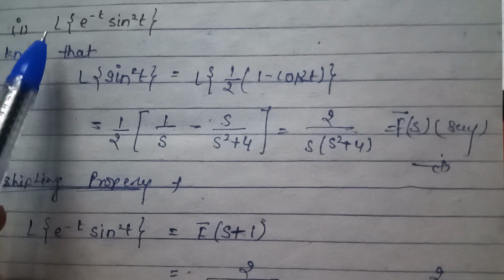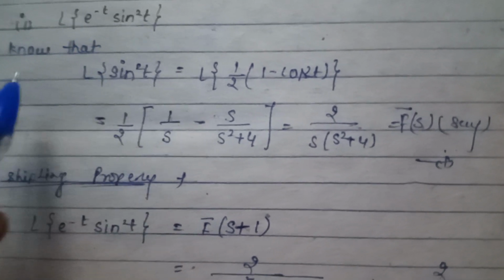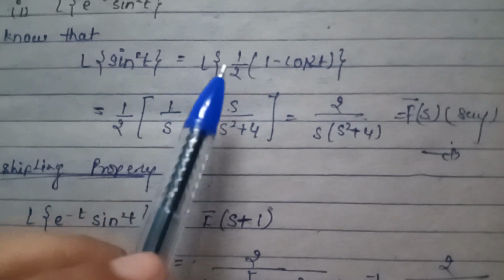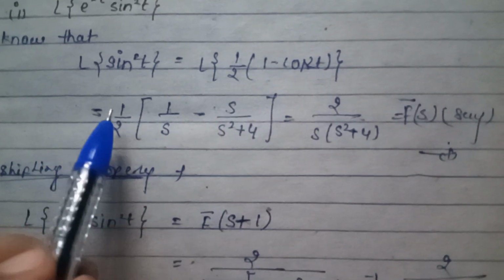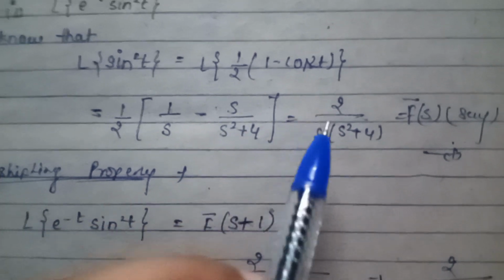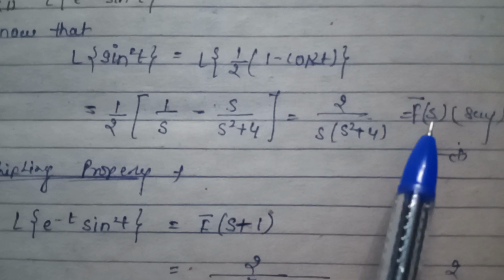Now there is another question. Laplace e to the power minus t sine square t. We know that Laplace sine square t is equal to Laplace 1 by 2 (1 minus cos 2t), which is equal to 1 by 2 (1 by s minus s by s square plus 4), which is equal to 2 by s (s square plus 4), which is equal to f bar s.